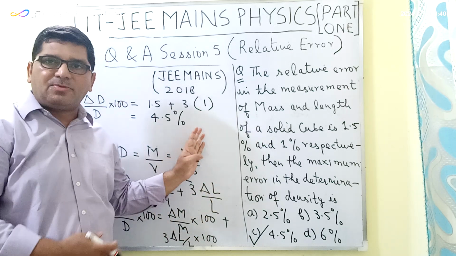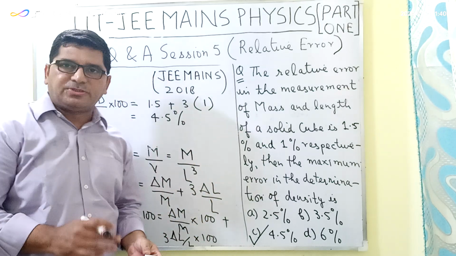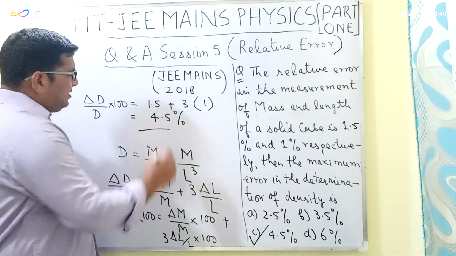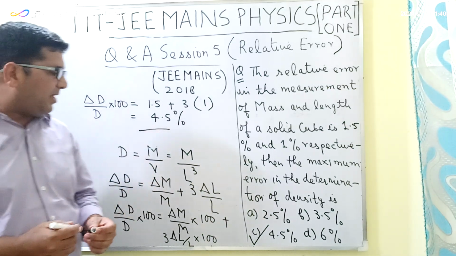Board examination level का question है जो कि JEE Mains के exam में पूछा गया था. So I hope you have understood the solution of this question. ठीक है, and the correct answer is 4.5%.